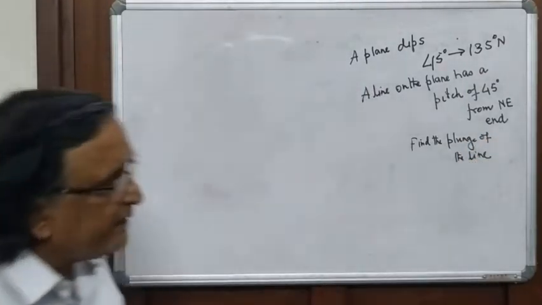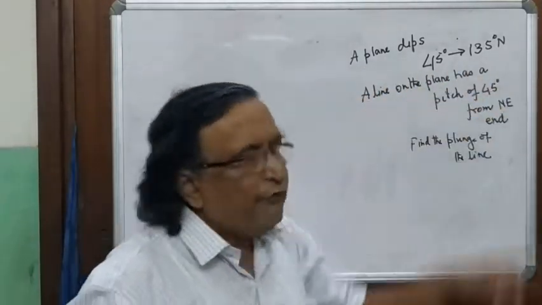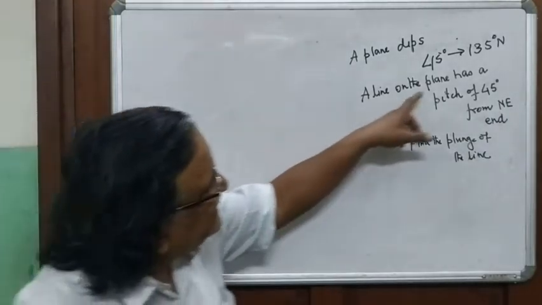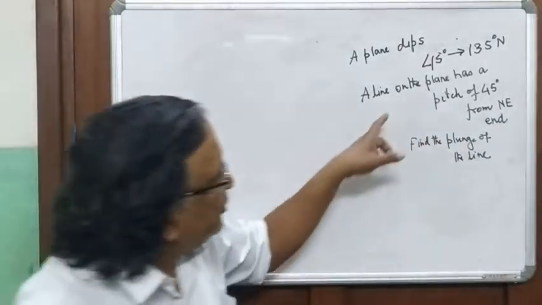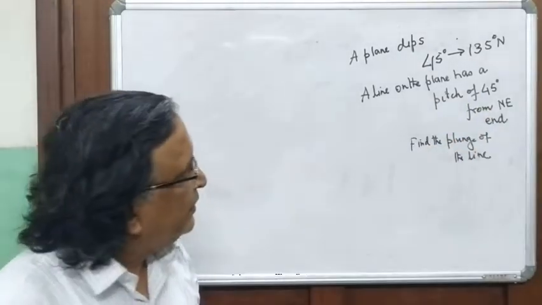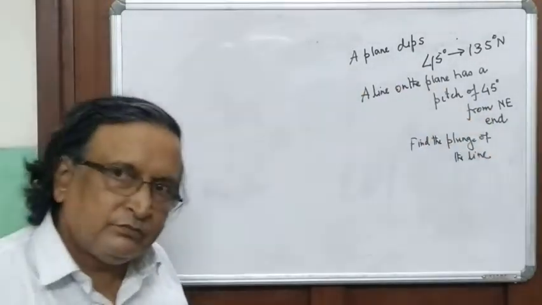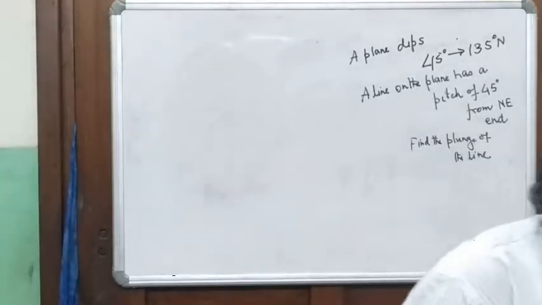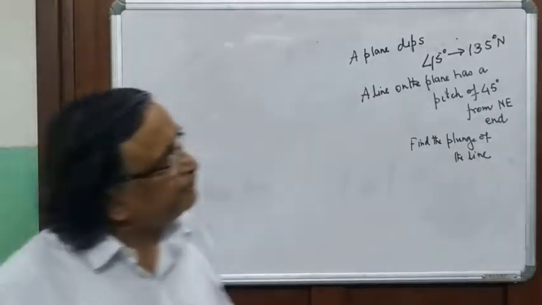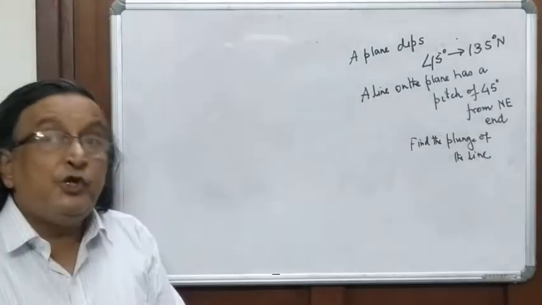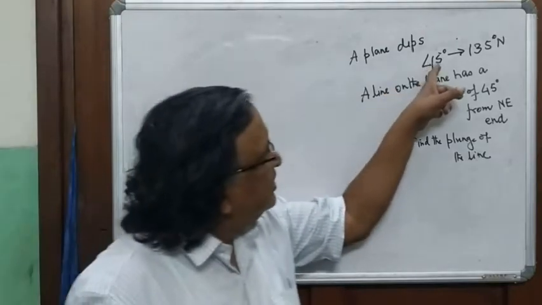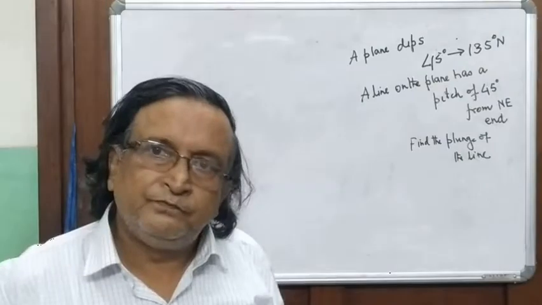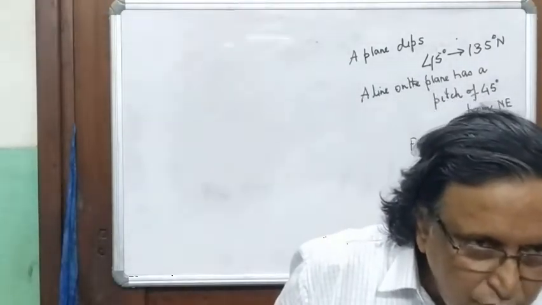So what data has he given? He has given that the plane dips 45 degrees towards 135 degrees north. Then he says that there is a line on the plane which has a pitch of 45 degrees from the northeast end, and find the plunge of the line. Interesting. We should know a few things. He has given the dip amount and dip direction.